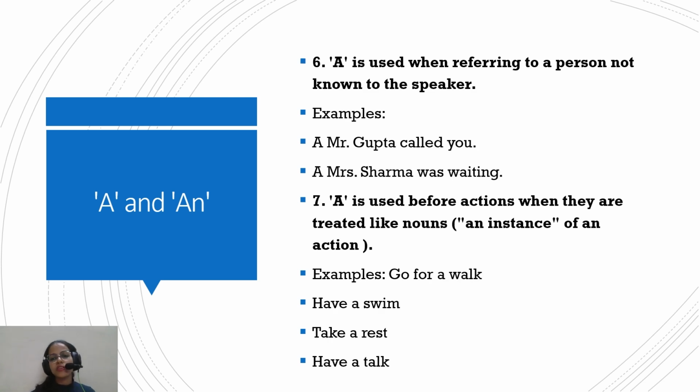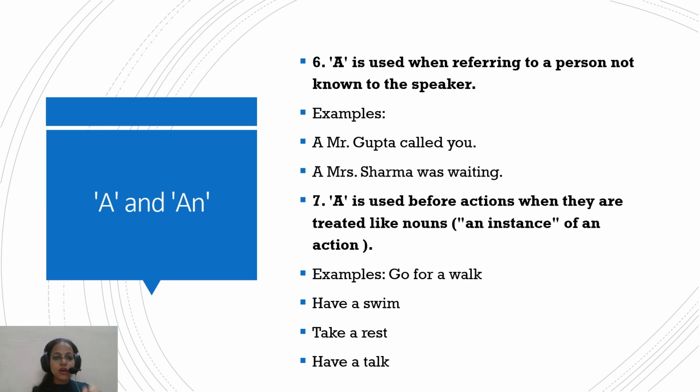A is used when referring to a person not known to the speaker. So for example, a Mr. Gupta has called you. So here, I do not know who this person is, but he just vaguely told me, please let them know Mr. Gupta has come. So I'm going and telling my brother, oh, a Mr. Gupta called you. So when the speaker is not sure who exactly Mr. Gupta was, then you can use a.